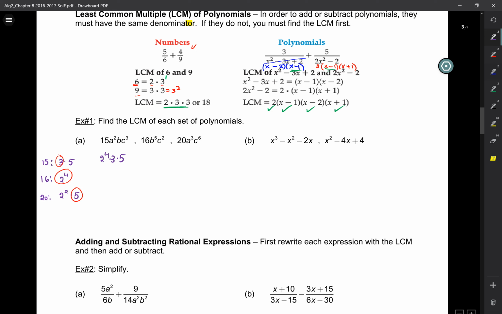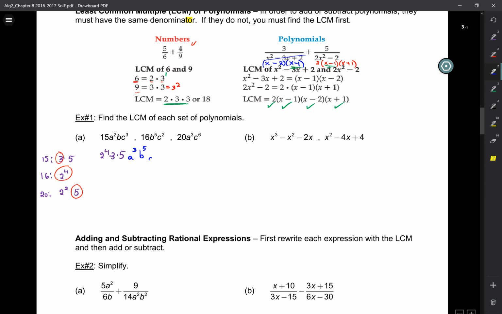Okay? Now we move on to the variables. All right, so look at the a's. I have an a squared and an a cubed. I'm going to take which one? A cubed. I got a couple b's. Which one am I going to take? B to the 5th. And I got a couple c's. Which c am I going to take? C to the 6th.